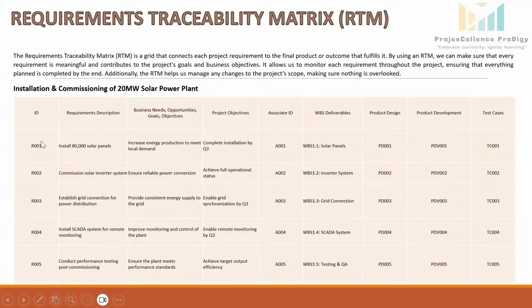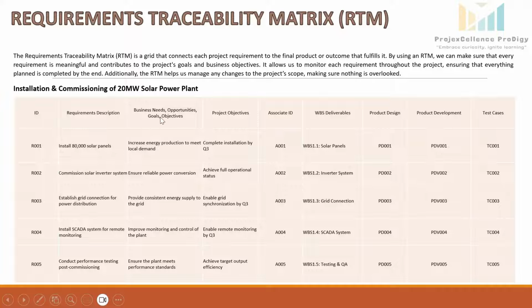So this is a simple example showing the matrix of installation and commissioning of a 20 megawatt solar power plant. The first column is ID. This is the unique identifier like R001, R002, R003. It allows for easy tracking and reference throughout the project. The second column is requirement description. This column provides a clear and concise description of that requirement. Like here, the project requires the installation of 80,000 solar panels to meet the energy production goals.